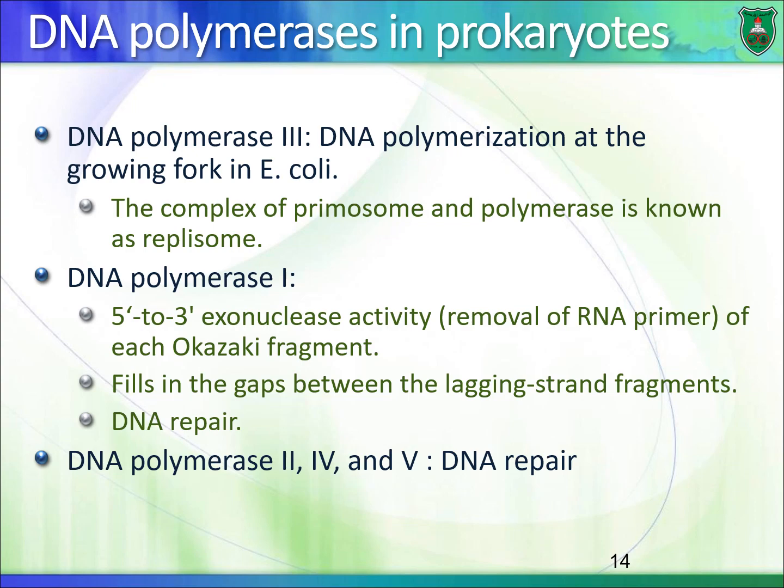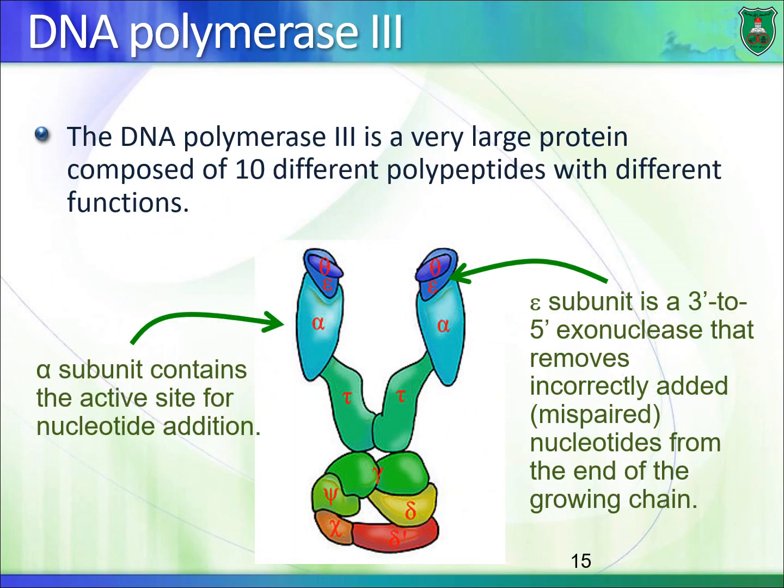Now, the other DNA polymerases 2, 4, and 5 are important for DNA repair as well. Now, let's look at DNA polymerase 3. This is really a huge protein. It is not a simple protein. And this protein contains many subunits: alpha, beta, gamma, delta, etc. What's important about these subunits is that the alpha subunit is responsible for DNA synthesis.